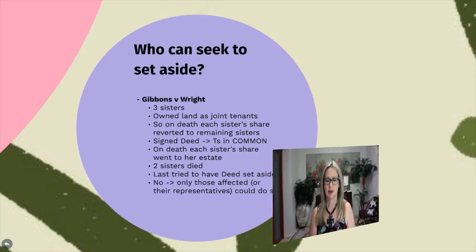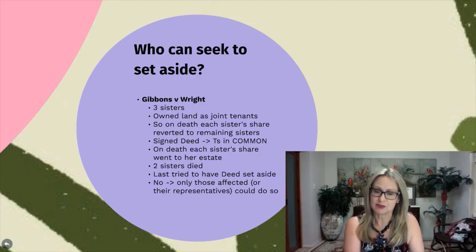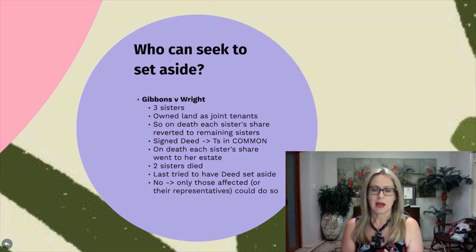Here we have the case of Gibbons and Wright. No real magic to this. We have three sisters who owned some land as joint tenants. That means that as each sister passed away, her share in the land would go to the remaining sisters. What they did was they signed a deed changing their ownership to tenants in common. And that means that as each sister passed away, her share would go to only her own heirs rather than to her sisters.